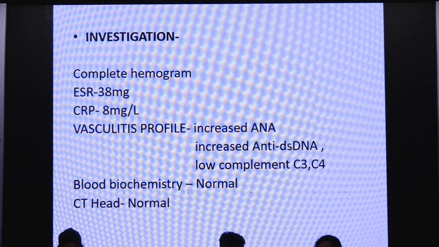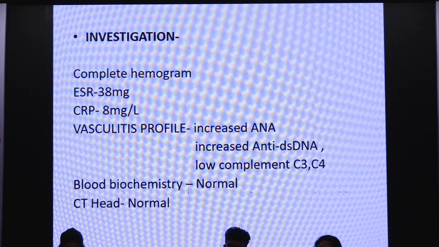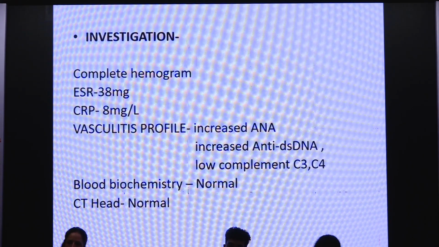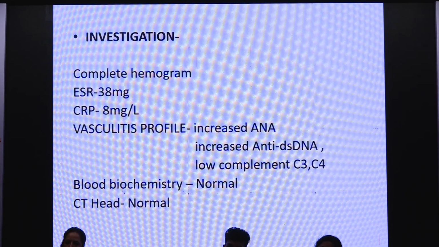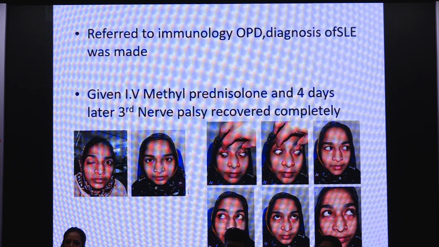Since we thought it might be a vasculitis, as she had systemic symptoms also, we got the complete blood hemogram done. We found the inflammatory markers were raised, and we also asked for a vasculitis workup, as it's a common cause of third nerve palsy in this age group. And we found out that all autoantibodies were raised with a decrease in the complement level. But the rest of the investigations like chemistry and the CT were normal. We thought it's because of the vasculitis.